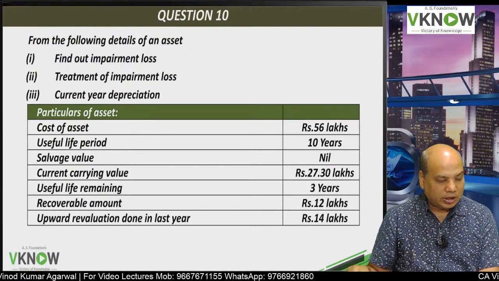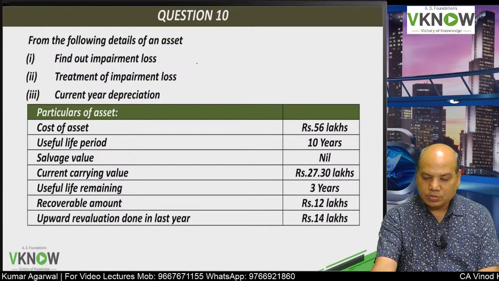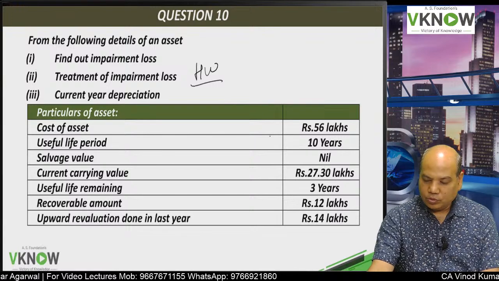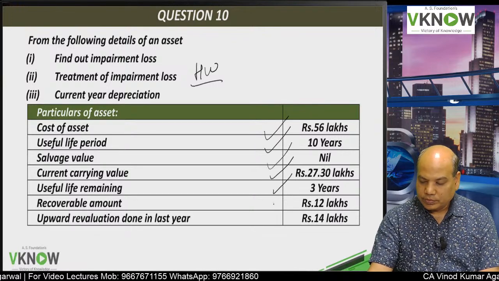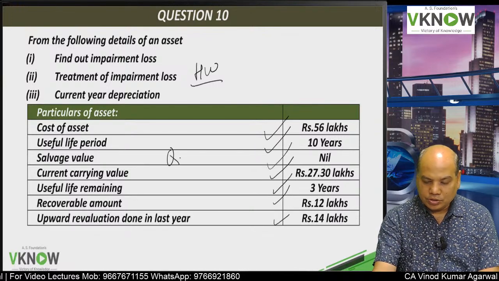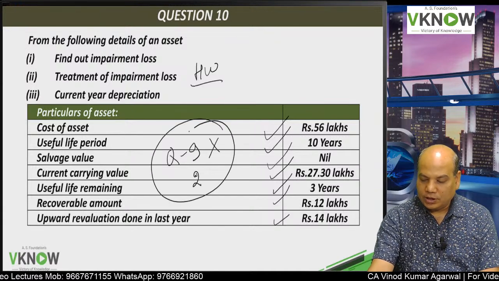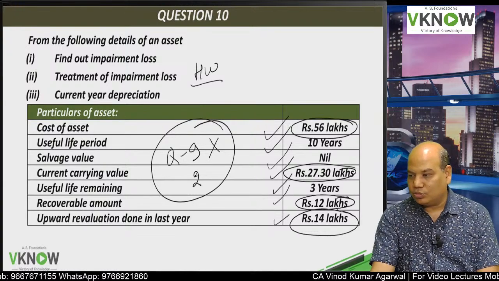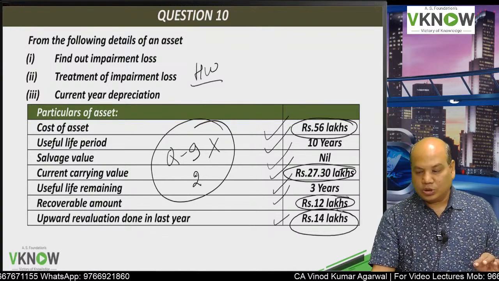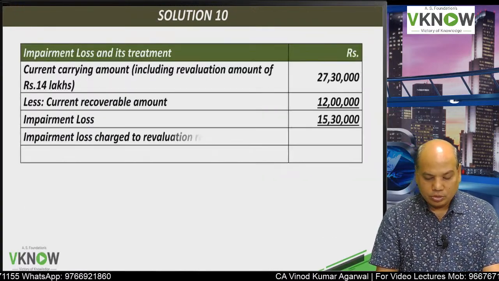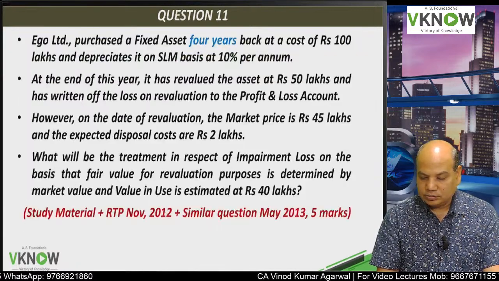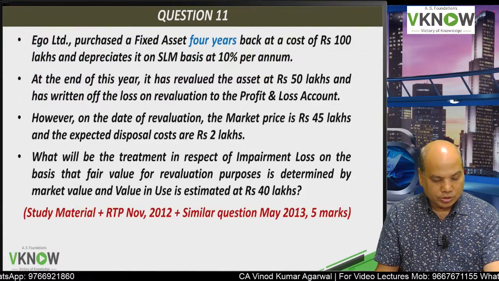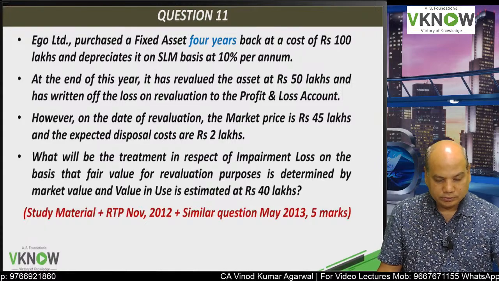Same, question number 10 is homework. If you look at the question, it is question number 9 multiplied by 2. All figures they have simply multiplied by 2. Can you see that? So do it as homework. Only you have to change the numbers. Now we'll go to question number 11.